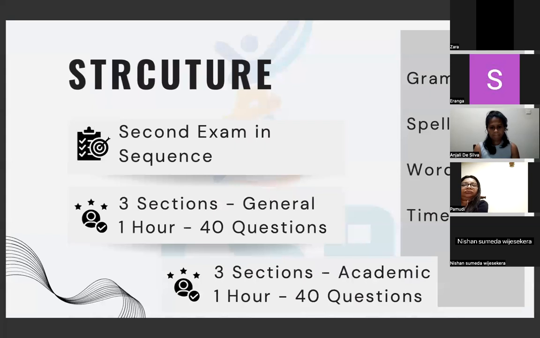How are these 5 paragraphs structured? In the first section, you might get 2 paragraphs. In the second section, you might get 2 paragraphs. And generally, in the third section, you have only 1 paragraph. The third section of the general test is very similar to the academic section. It's very similar to an academic paragraph. In the academic test, you have 3 paragraphs back to back. There are no breaks.